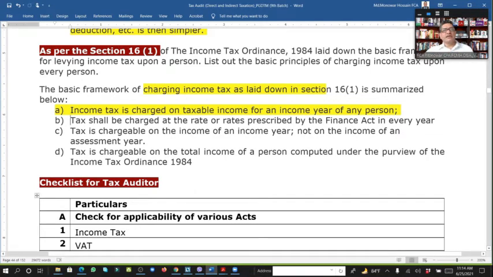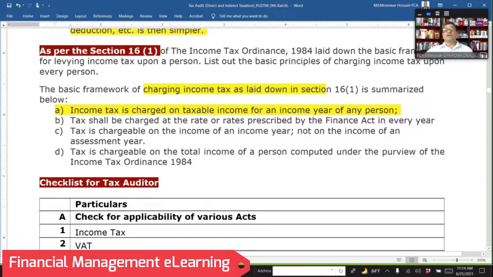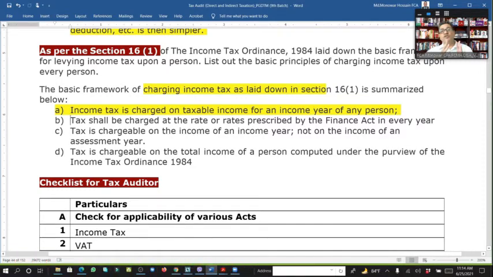That's why every year we have the budget, and every year we get a new Finance Act, changing or unchanged. Based on that Finance Act every year, tax shall be charged. And then another fundamental thing is that tax is chargeable on the income of an income year, not on the income of an assessment year. So tax is charged on the income year.